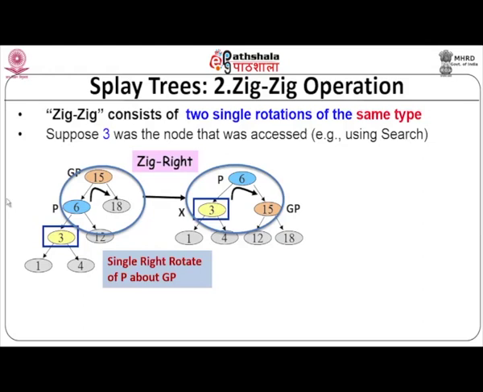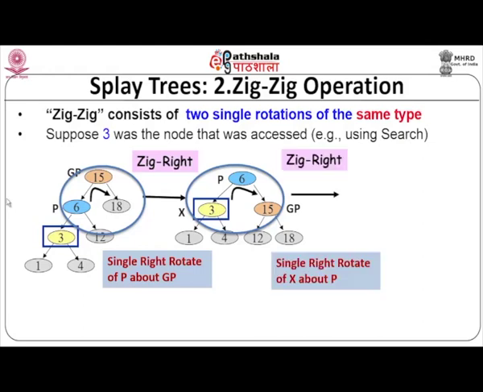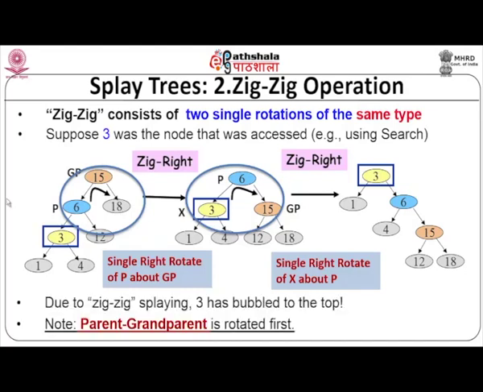Then what you have to do now? You have to do again a zig operation. So, you single rotate 3 about 6, that is x about the parent. And now what you have is a tree which is similarly balanced as the first tree, but 3 has reached the root. So, the 3 which was searched for and which you think will be accessed next, you are going to get in of the order of 1 time, because it has reached the root. So, here you have 2 AVL right rotations, single right rotations. Due to zig zig, 3 has bubbled to the top, that is our aim.